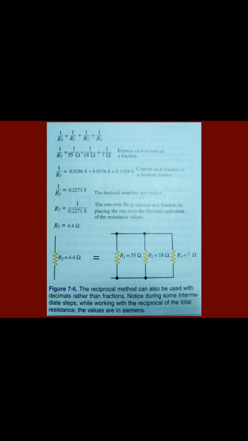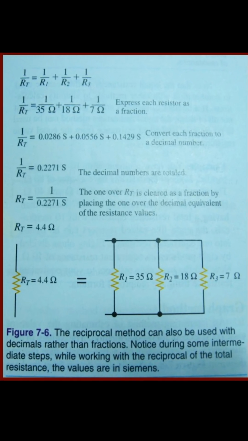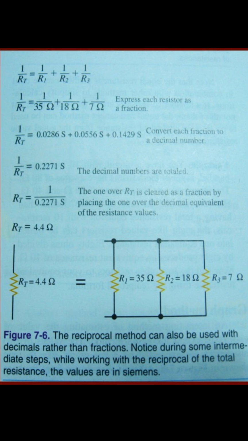Unfortunately, most circuits do not have resistance values that lend themselves as neatly as our example to using this method of solution. However, the reciprocal method can be used in these messy situations by converting individual values to decimals. In figure 7-6, resistors of 35, 18, and 7 ohms are connected in parallel. The problem is set up exactly as before, but we simply use a calculator to convert each fraction into a decimal number so that they can be added together easily.